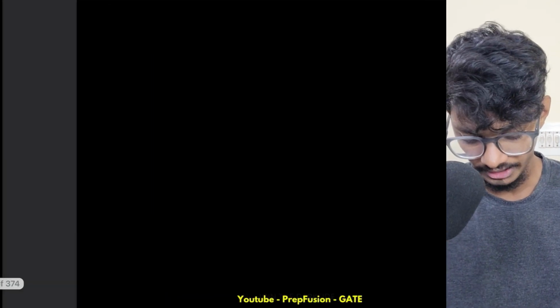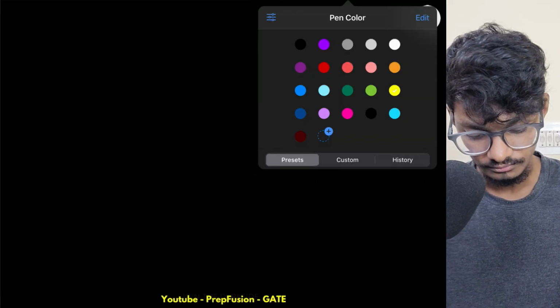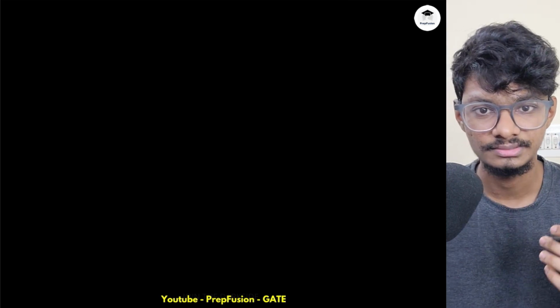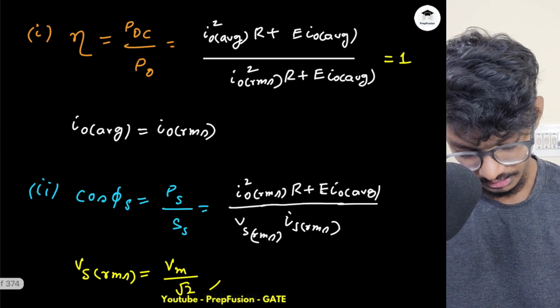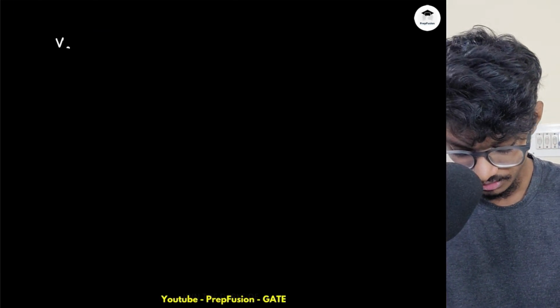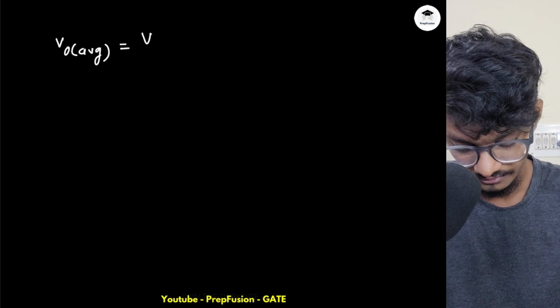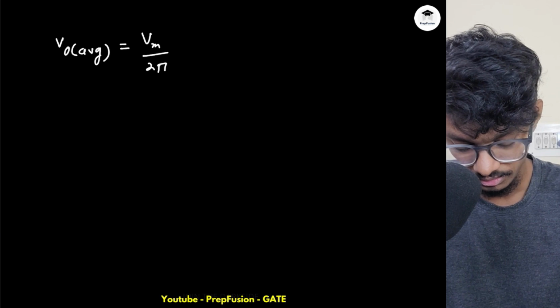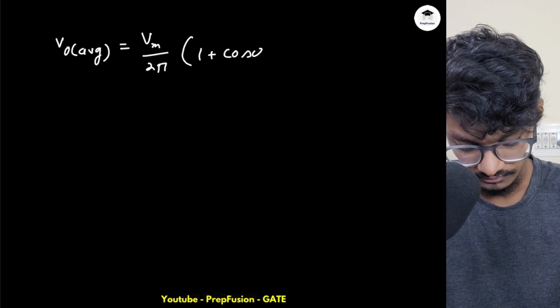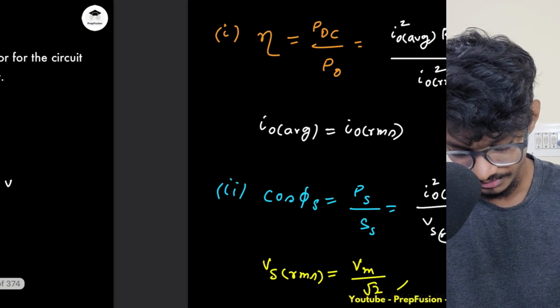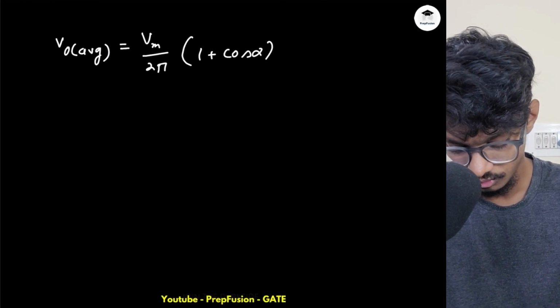So what I can do is compute. I'm checking if there is some lip syncing issue. I think there is a bit of lip syncing issue with the recording of this. I don't know. So here I can say my VO average will be what? You can remember the formula or you can derive, it will take you 10 seconds to derive. Vm by 2 pi into 1 plus cos alpha. So alpha they have given, right? Alpha is 60 in our case, and Vm is 230 root 2.